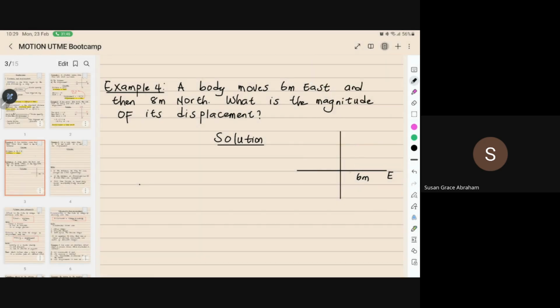So he moved to the east. This is my east direction. And then he moved to the north. This is my north, and that distance is 8 meters. Now, what is the magnitude of the displacement? Remember that displacement is the shortest distance between 2 points.